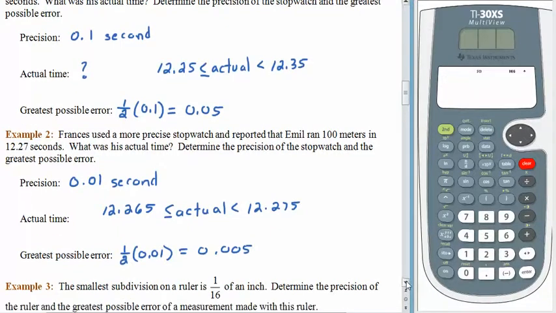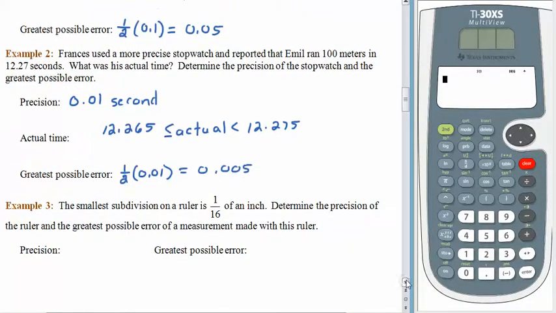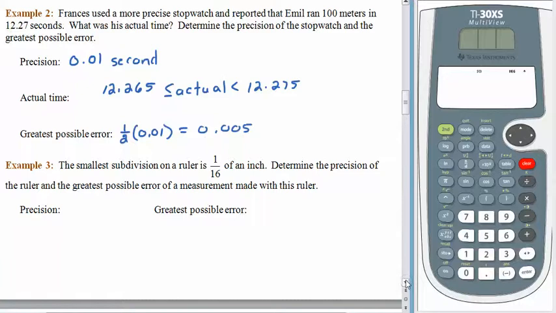If we're working on a ruler, a US ruler that was measuring in inches, we would have different types of subdivisions. They would be fractions or fractional. So this ruler has subdivisions of 1/16 of an inch. We use the smallest subdivision possible. That's our precision.